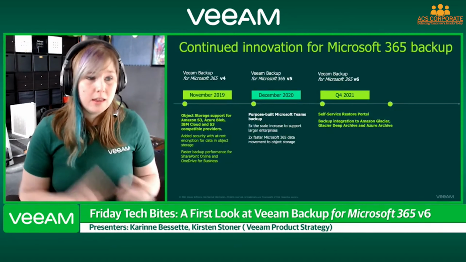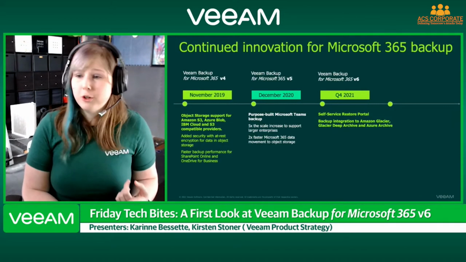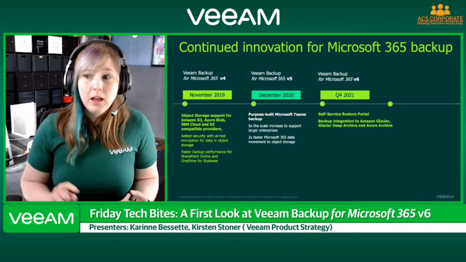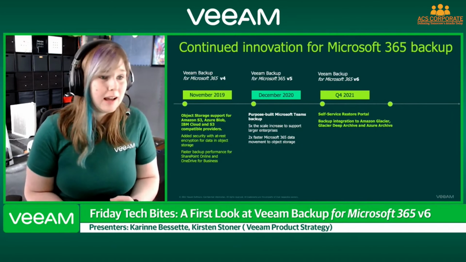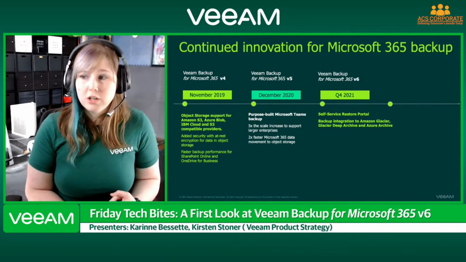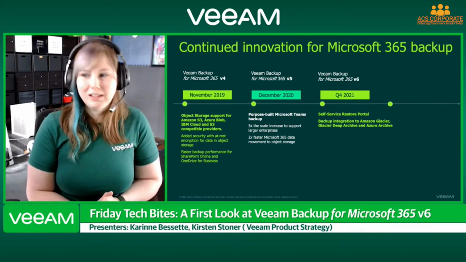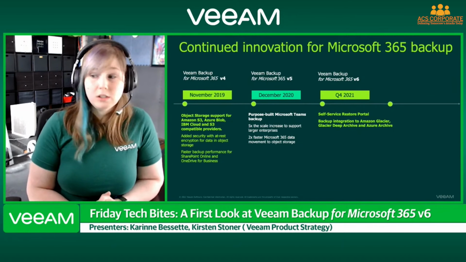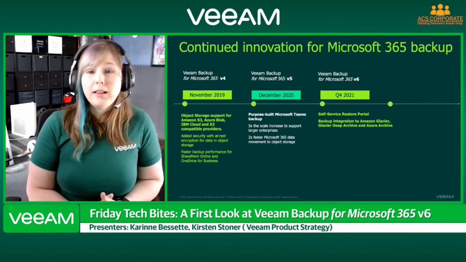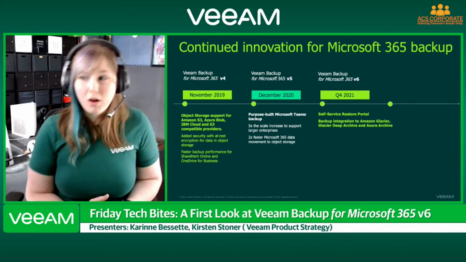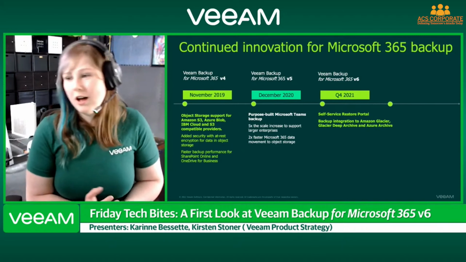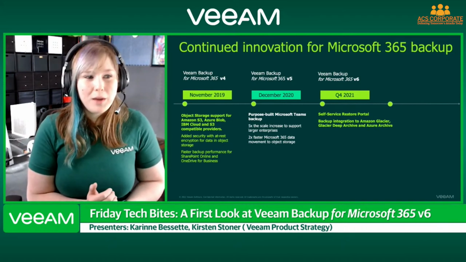Yeah. So on the next slide here, we can see all of those features that we were just discussing, which have actually happened a lot in the last couple of years. The object storage addition in version 4 we had in 2019. In 2020, we added that Teams platform you had just mentioned. And just as of this week, we've launched version 6, which is going to offer the self-service restore portal as well as backup copy to low cost object storage. I think this was a long awaited feature.